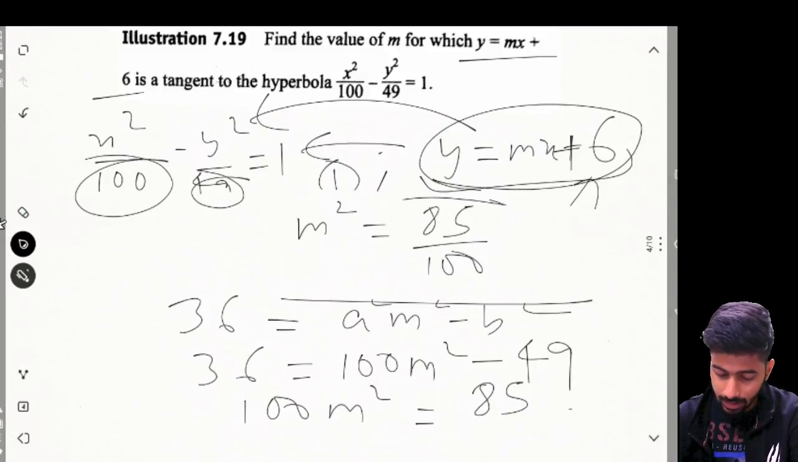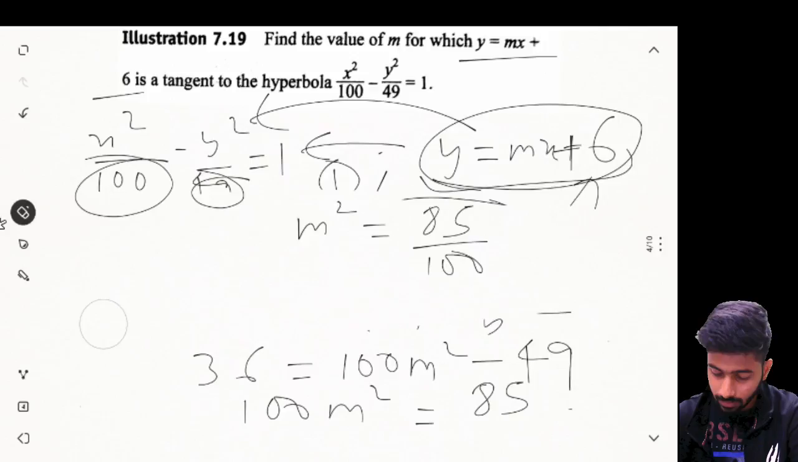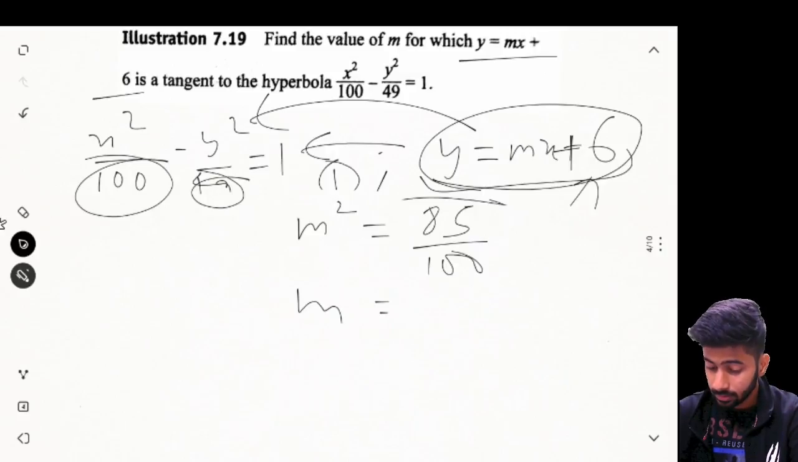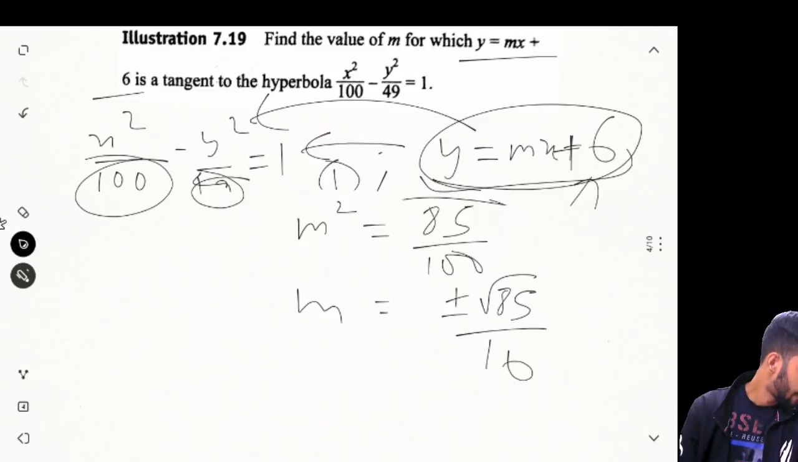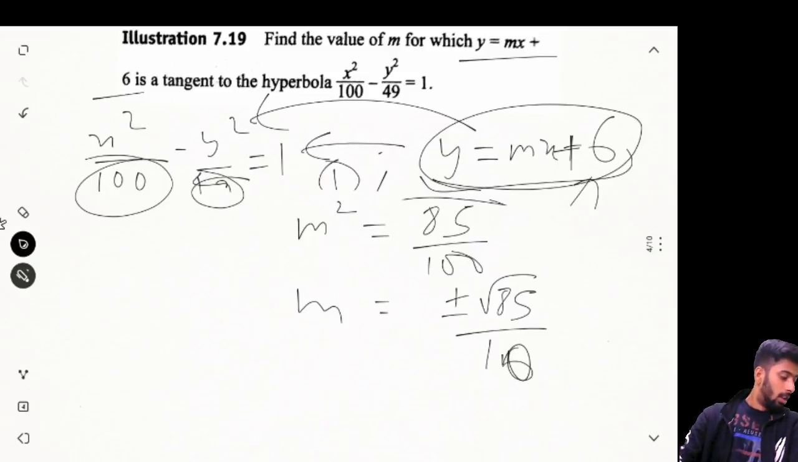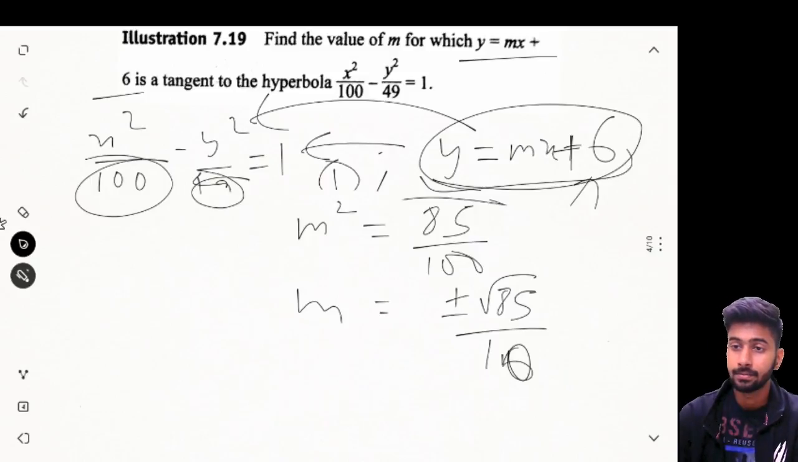So you can say that m for the straight line to be a tangent to the hyperbola is plus or minus under root 85 by 10. Right, I hope this was not a difficult problem at all.